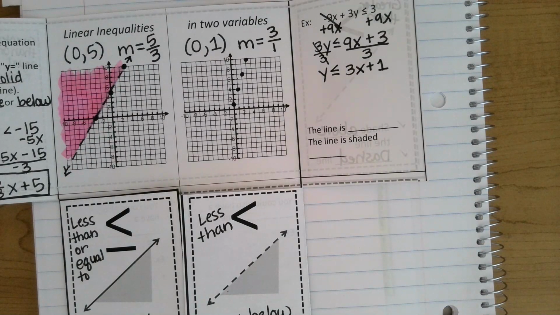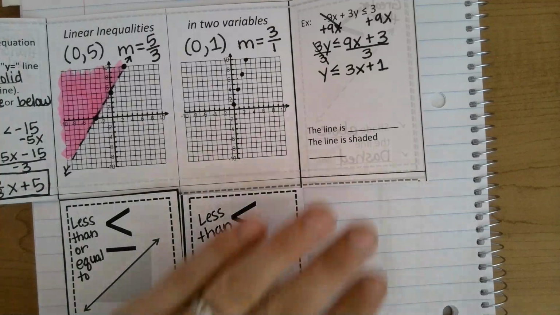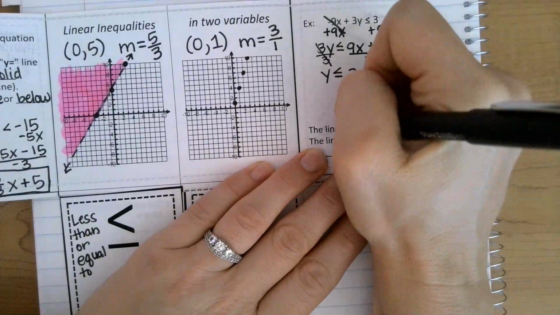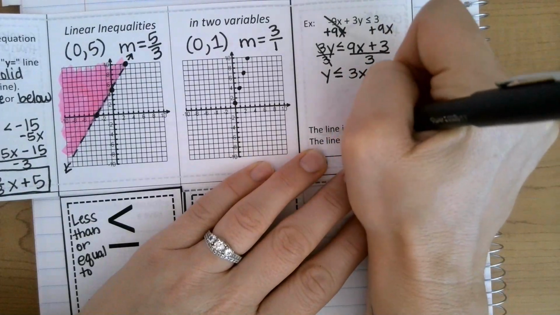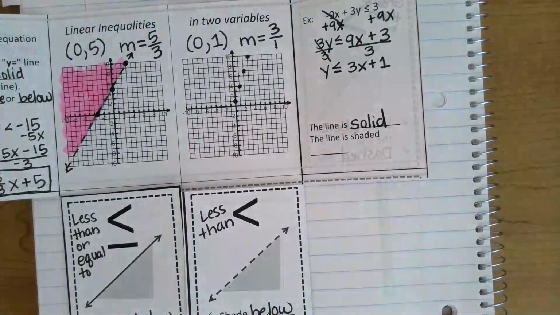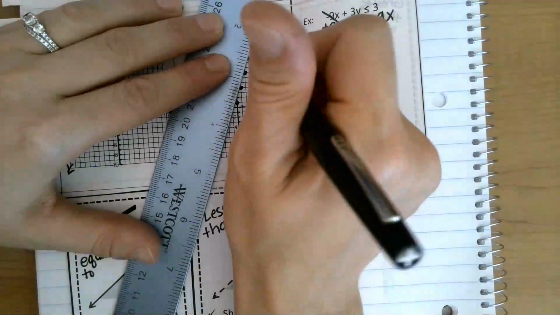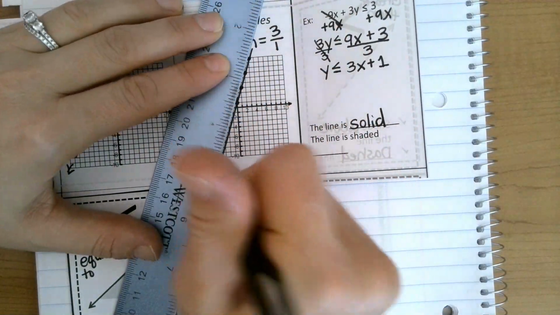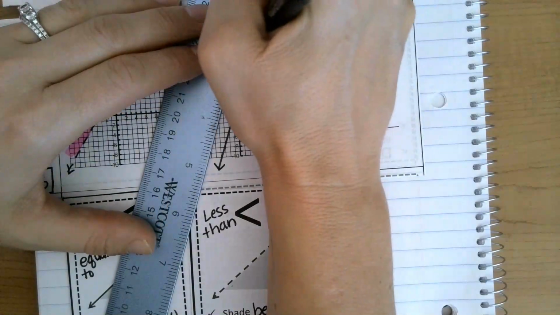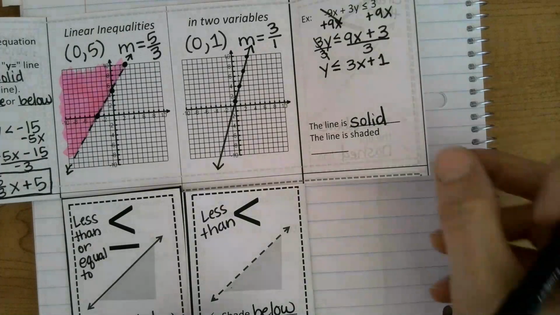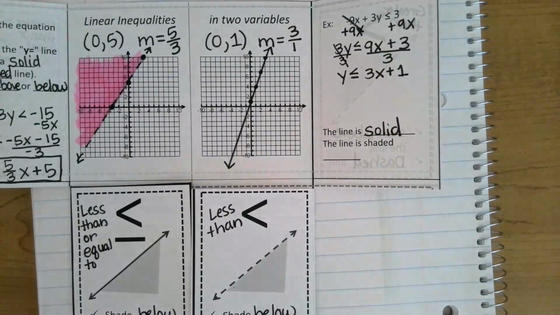Would it be a dashed or solid line? Solid. Remember, we have that extra ink, that extra line. So the line is solid, and which side? Here, let's draw our line, and then let's think about which side we would shade. So if it's y is less than or equal to, are we shading above or below? Below.